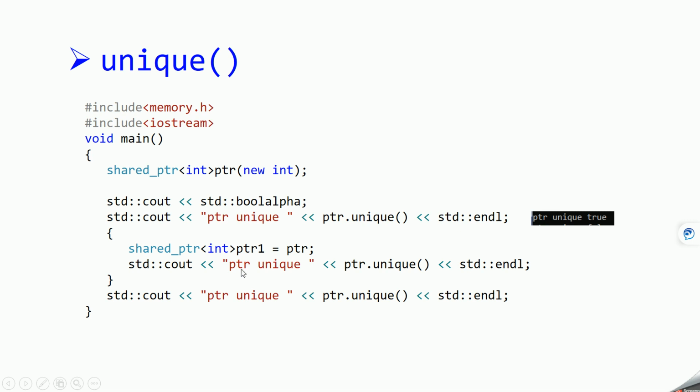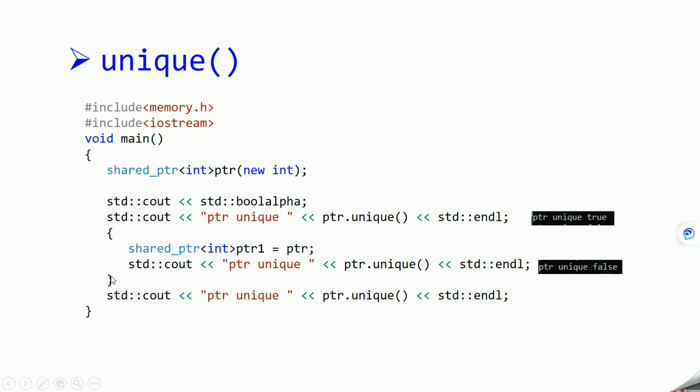Now in the bracket we are creating another pointer, and we are saying ptr1 equal to ptr2. Now what will happen here, ptr1 and ptr both are pointing to the same memory. So there will be two owners. So in this case it is not unique. So the owner is not unique, meaning there are multiple owners.